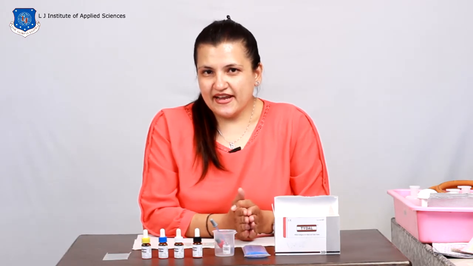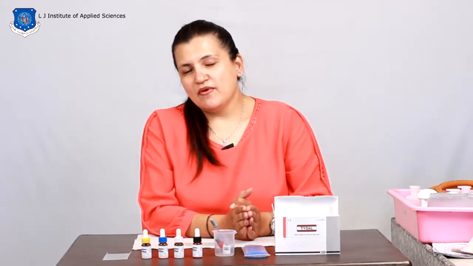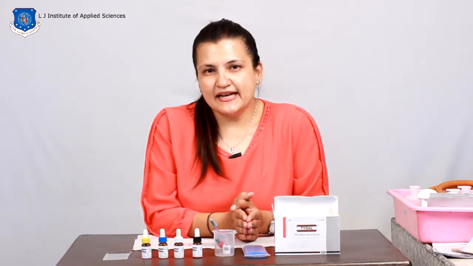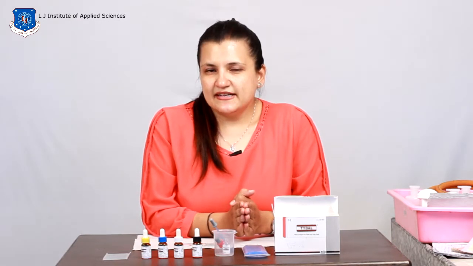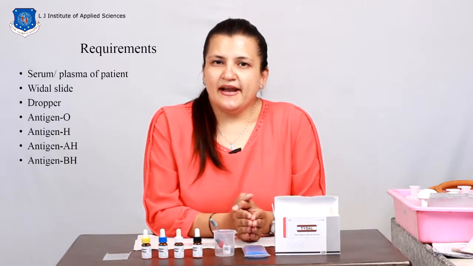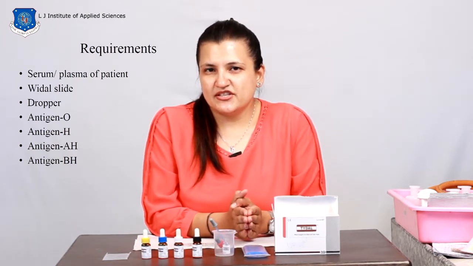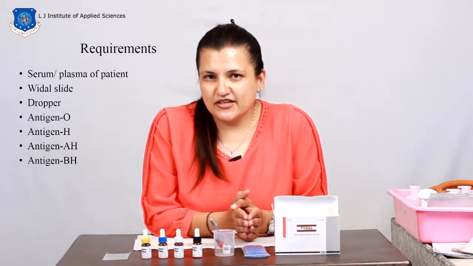Then it is tested against the commercially available antigens. They are antigen O, antigen H, antigen AH and antigen BH. The antigen H is the flagellar antigen, and antigen O is the somatic antigen. The Vidal test can be performed by slide test, that is a qualitative test, also known as Dreyer's method. The second method for knowing the antibody titer of the patient is the double dilution tube test.